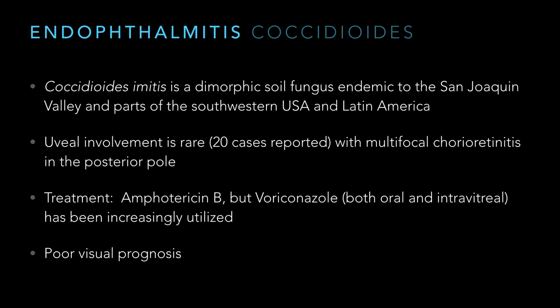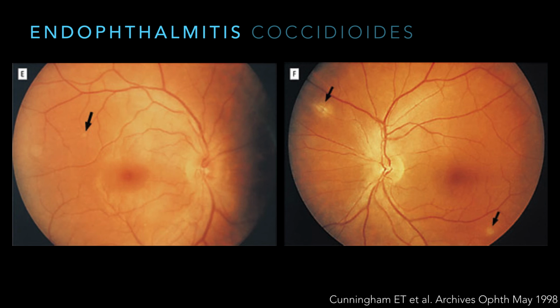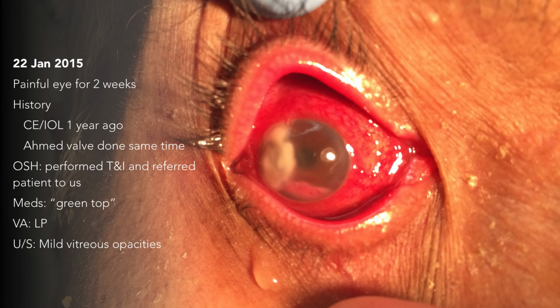And then you got Coccidioides. We already know about this. Dimorphic soil fungus, Southwest U.S. Not common. Poor visual prognosis. There's a picture of it. I don't know. Oh, I never did that slide. Wasn't in the book. It was going to be a bonus.